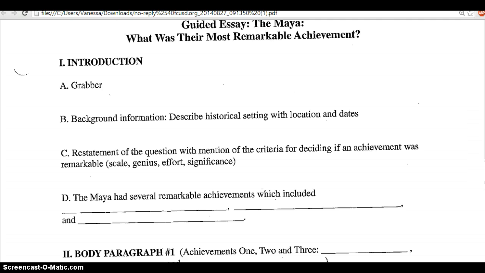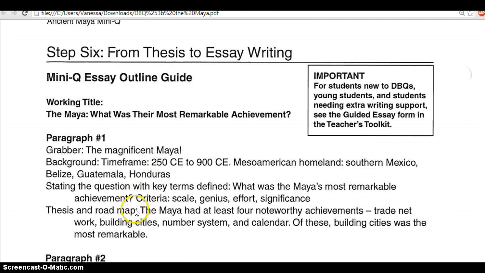Okay, so what you're going to have is your thesis and roadmap. You're going to put the Maya had at least 4 noteworthy or important achievements: trade network, building cities, number system, and calendar. Of these, building cities was the most remarkable. So pause the video and copy that now.